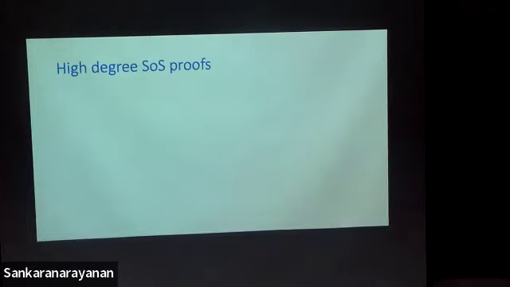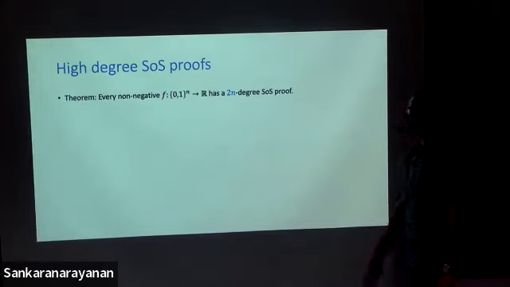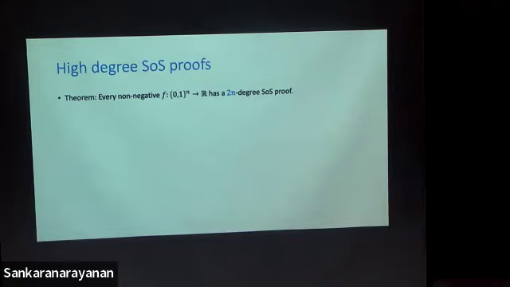Okay, so now to come to your question. What kind of upper bounds can we prove on the degree of the SOS proofs? At least if you're restricting yourself to polynomials over the hypercube, you can prove that every non-negative f has a degree 2n SOS proof. The proof of this is very simple. It will fit in one slide. So we're going to prove this theorem. No, I'm saying this is for any f, not just the ones we saw earlier. Yes, every non-negative function over the hypercube has a degree 2n SOS proof.